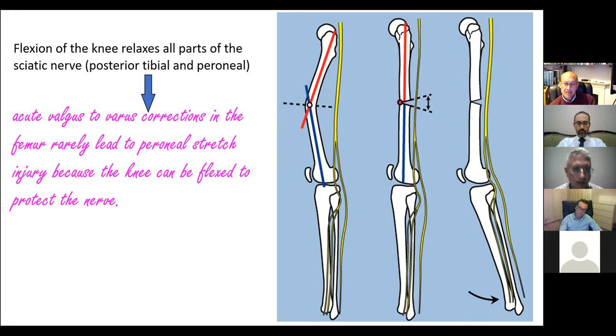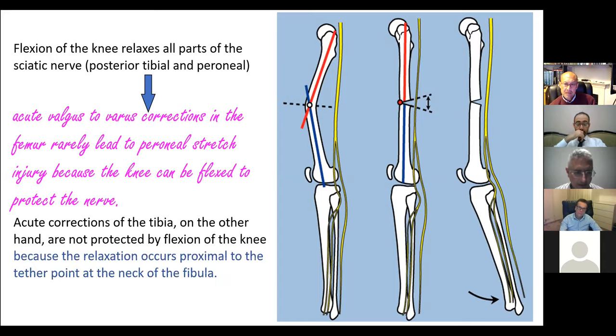Acute valgus to varus corrections in the femur rarely lead to peroneal stretch injury because the knee can be flexed to protect the nerve. Acute corrections of the tibia, on the other hand, are not protected by the flexion of the knee, because the relaxation occurs proximal to the tether point at the neck of the fibula.